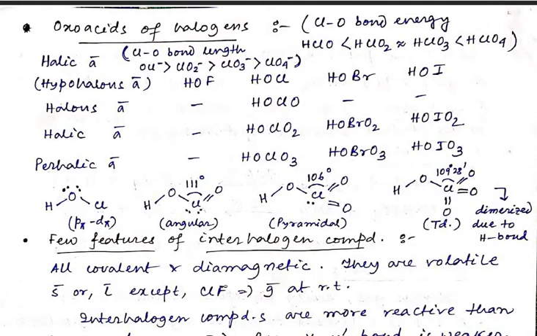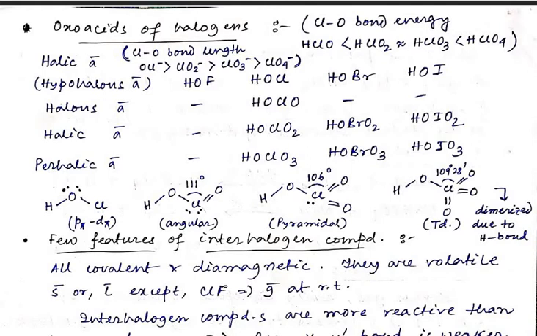That means in HOCl the Cl–O bond strength is maximum, and in the case of HClO4 the Cl–O bond strength is minimum. And if I talk about the order of the chlorine-oxygen bond energy, then we can say that HClO4 has the highest chlorine-oxygen bond energy, and HClO, the hypochlorous acid, has the minimum Cl–O bond energy.